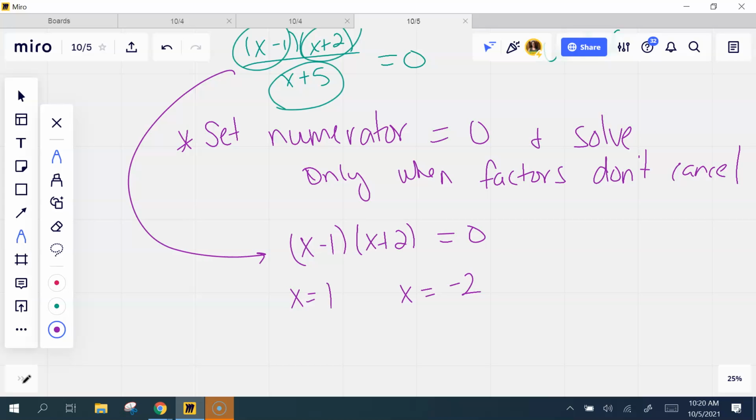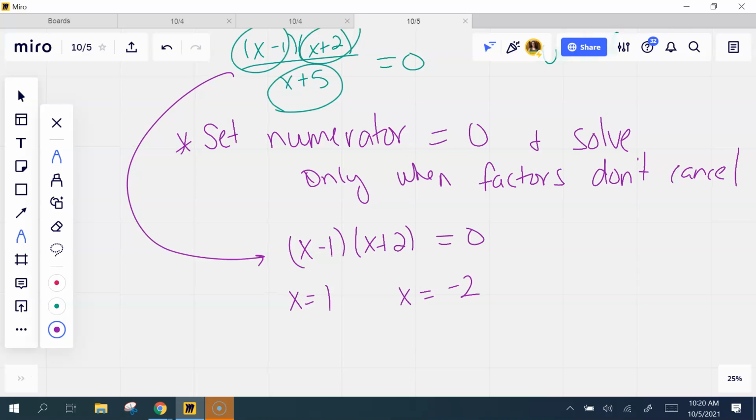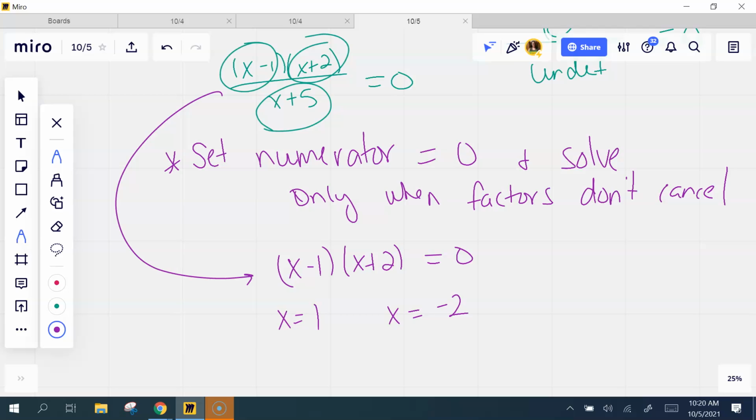Does that make sense? Would this one be top heavy, bottom heavy, or same? Top heavy, which means what? It's going to be a slant asymptote. The denominator only tells me about my vertical asymptotes or holes.